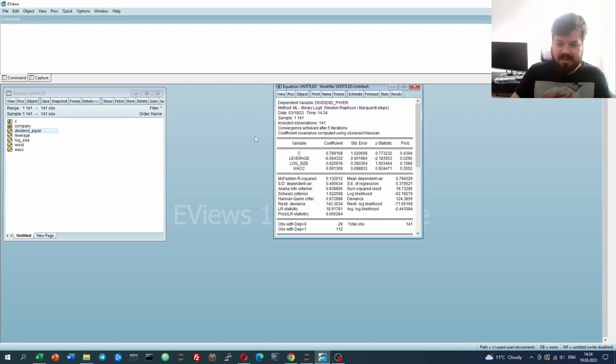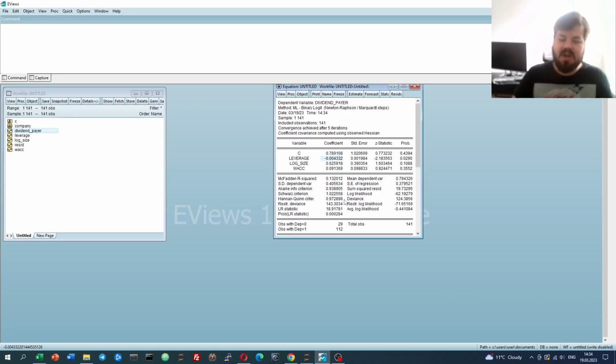So let's try to interpret the results of the logit regression and see some of the challenges that are associated with that. We can see that the odds ratio, this is not the probability now, that's the odds ratio of paying dividends if leverage, log size, and WACC are zeros, is 0.78. That means that this odds ratio needs to be plugged into the logistic distribution to retrieve probability.